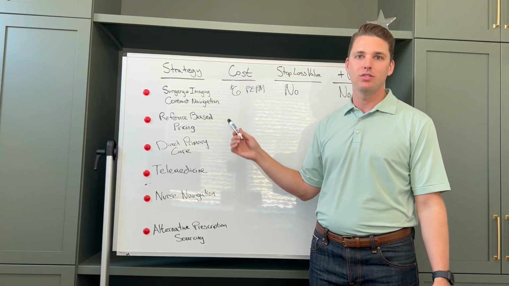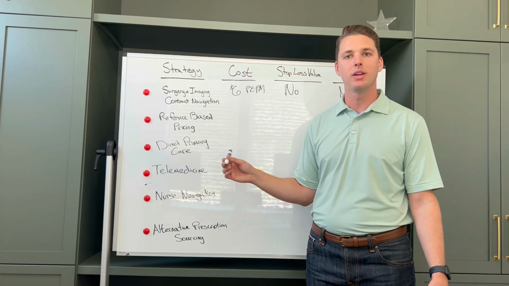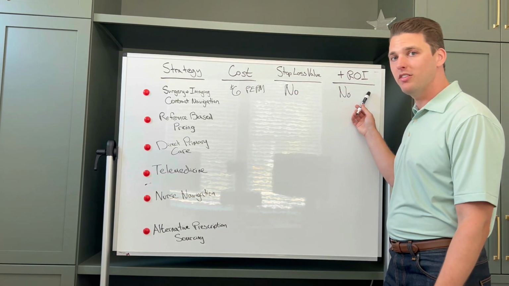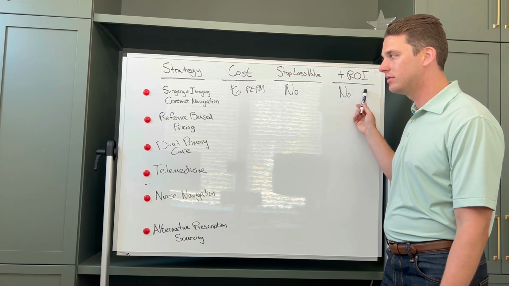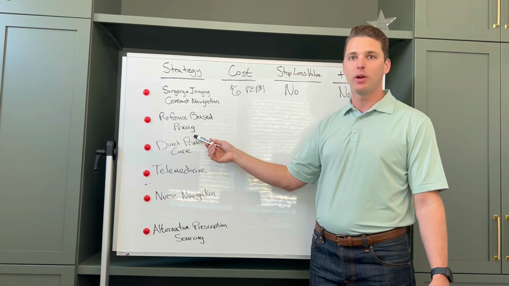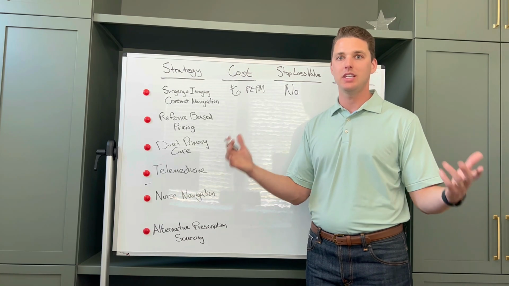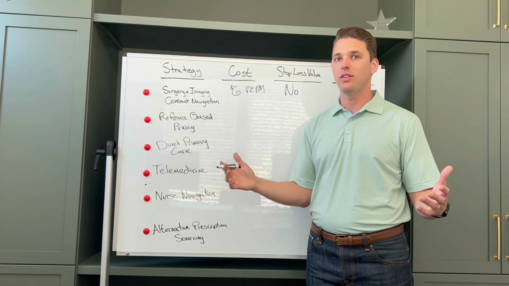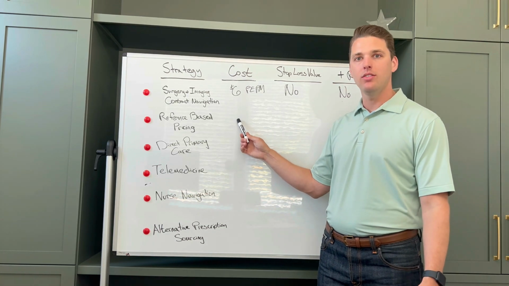If you can beat $7,200 worth of savings on a 100 employee company, maybe it's a positive, but it doesn't happen very often. Okay? Let me give you another example. Reference-based pricing, which we all know is saving money. It definitely saves money. What does it cost?